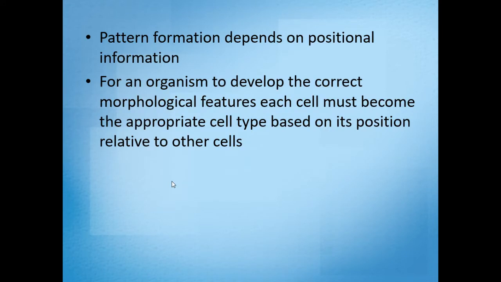Pattern formation depends on positional information. For an organism to develop the correct morphological features, each cell must become the appropriate cell type based on its position relative to other cells. So what that's saying is that a cell can't just become whatever it wants to be. If it really wants to be a muscle cell, but it's already located next to too many muscle cells, it might have to be a nerve cell instead.